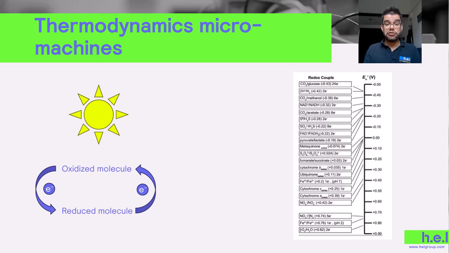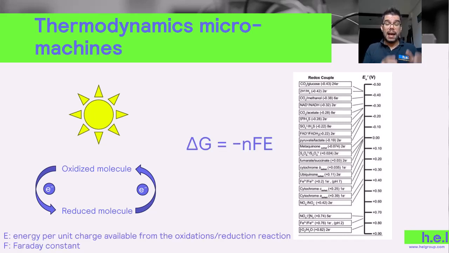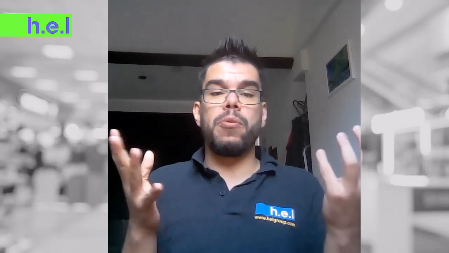Well, the relationship is very straightforward. The change in the Gibbs free energy is equal to minus the number of electrons that are moving in these reactions times the Faraday constant times the electronic potential. So what is the relationship between this Gibbs free energy, this potential, and the microbial growth?